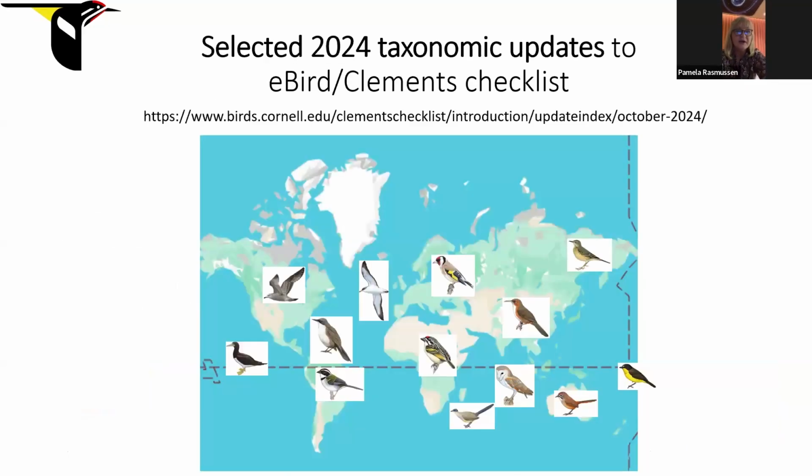All right, so we do again have changes globally, and this shows a few of the species that have changed and approximately the regions that they inhabit. Next slide.